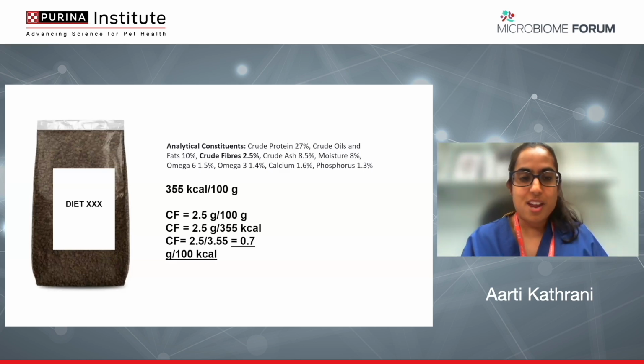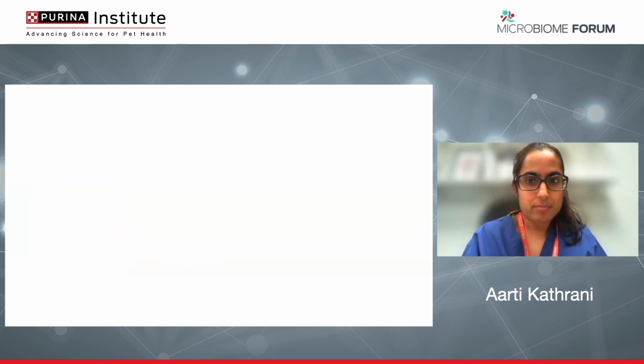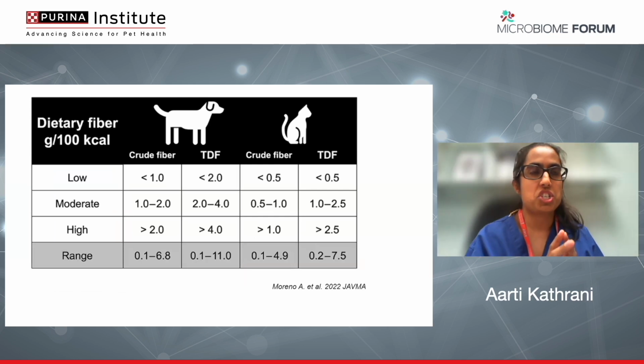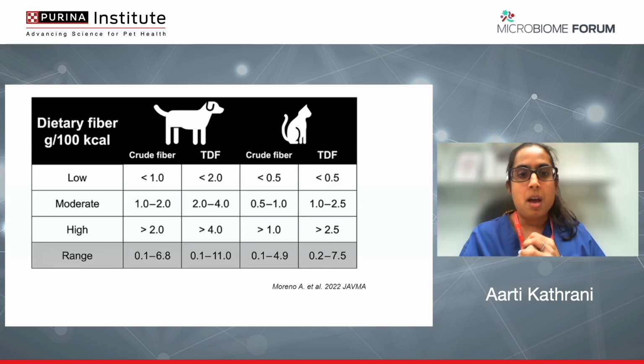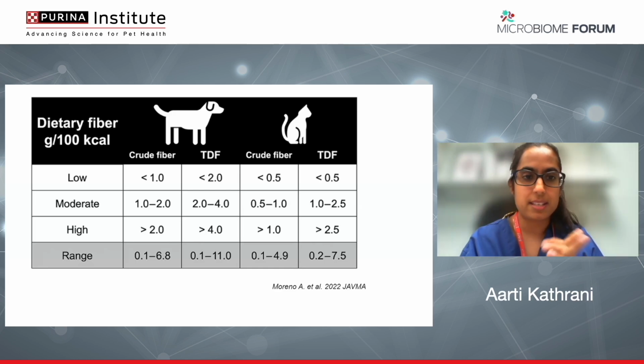So I know what you're thinking: great, we have this number, but what does it mean? Amongst veterinary nutritionists, there is no real consensus on where we put low, moderate, and high for dietary fiber. But there is this really nice review article, and they gave a guide for this, which I think is really nice. So if we look, they break it down into dog and cat on this table, and they break it down into crude fiber and total dietary fiber. So ideally, you always want to use total dietary fiber, but for this case, we had to use crude fiber. And so it's less than 1. So that diet had low fiber.